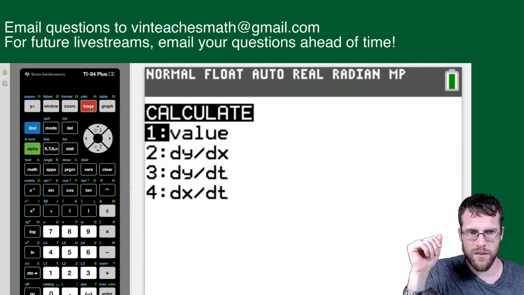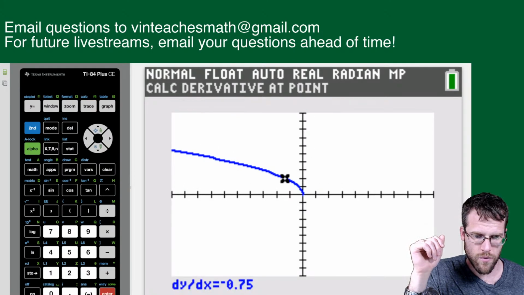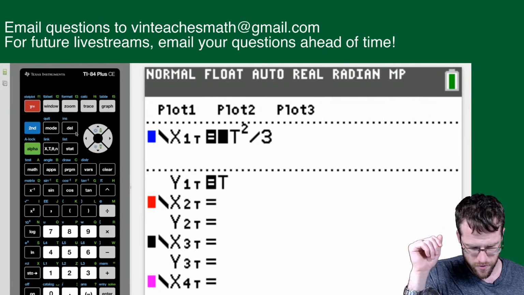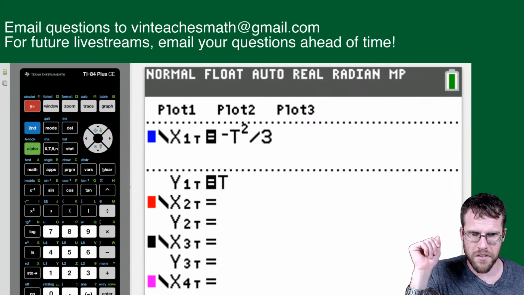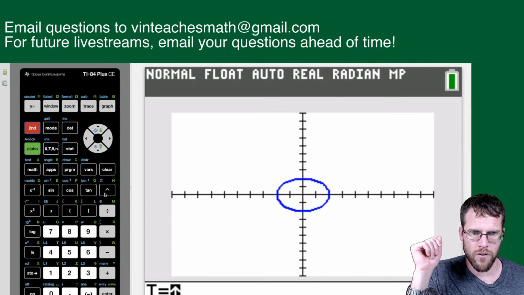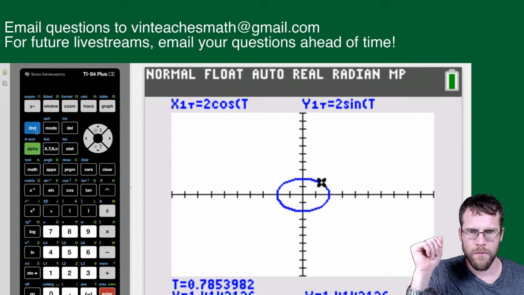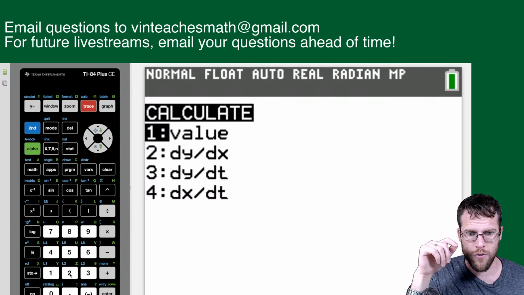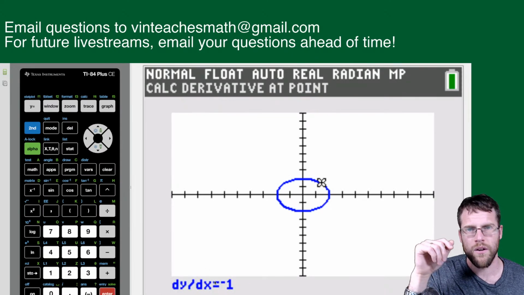Now, you could also find the derivative. Let's say you want to know the derivative at t equals 2. In that last example we looked at, what was it? It was 2 cosine t, 2 sine t. What's nice about that one is, let's say I want to just use the calculator the whole way. I could hit second trace value, pi over 4. And you see how it gives us the square root 2, square root 2. But then if I want to know the slope at pi over 4, it'll just tell me right away that the slope is -1.